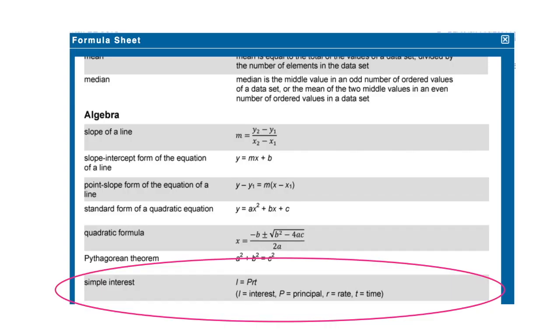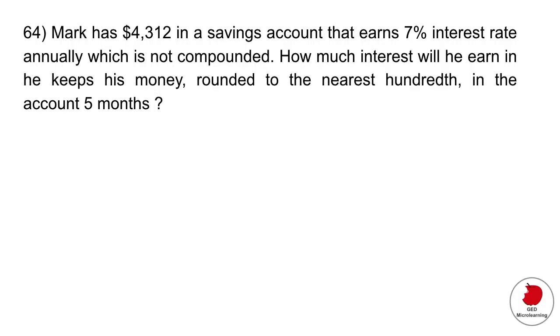And if you go to the formula sheet, you have the formula there. Okay, so it's pretty straightforward, but we just have to make sure that we get the certain numbers correct. Okay, so the first thing that we want to do is we're going to take that rate and change it into a decimal.